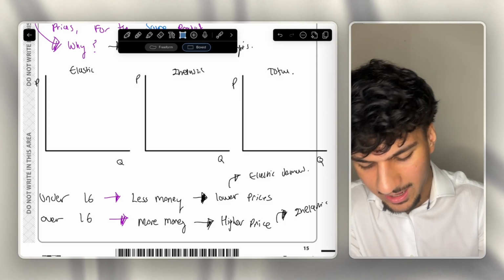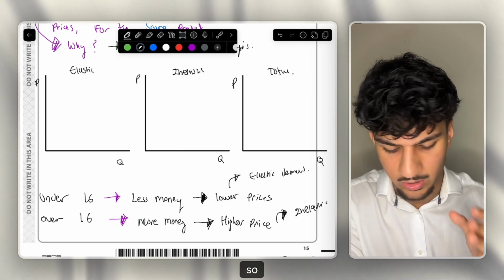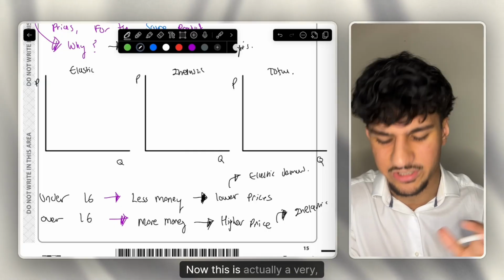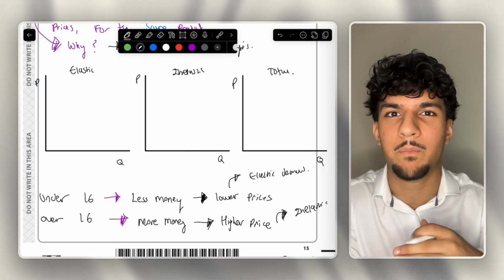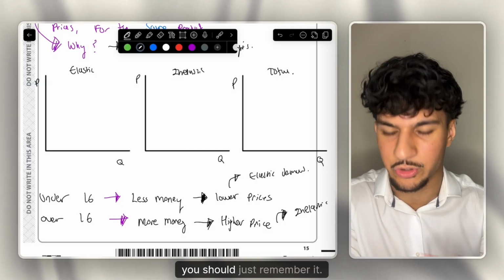Okay, enough of me speaking. Let's show this on the diagram. So, how would we draw this diagram? Now, this is actually a very, very simple diagram. Once you learn it and once you understand it, you should just remember it.